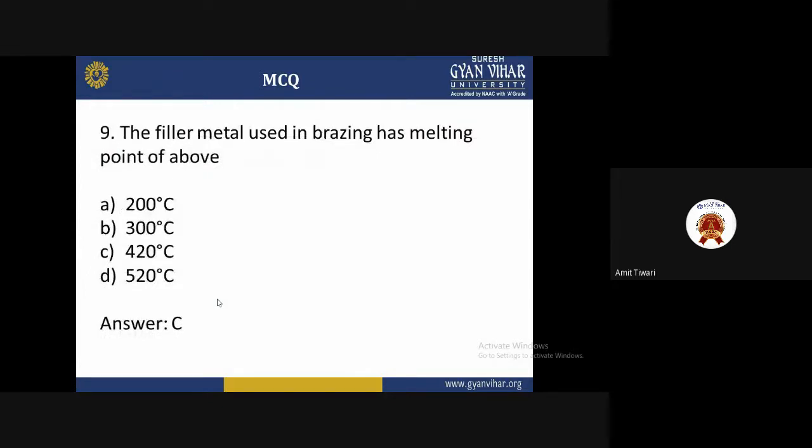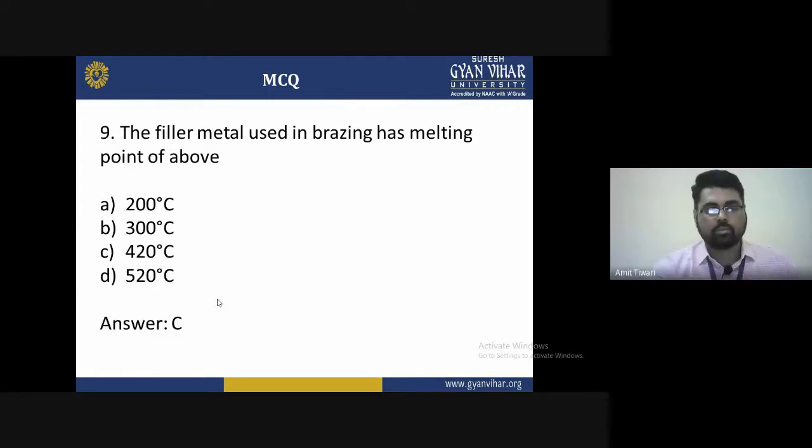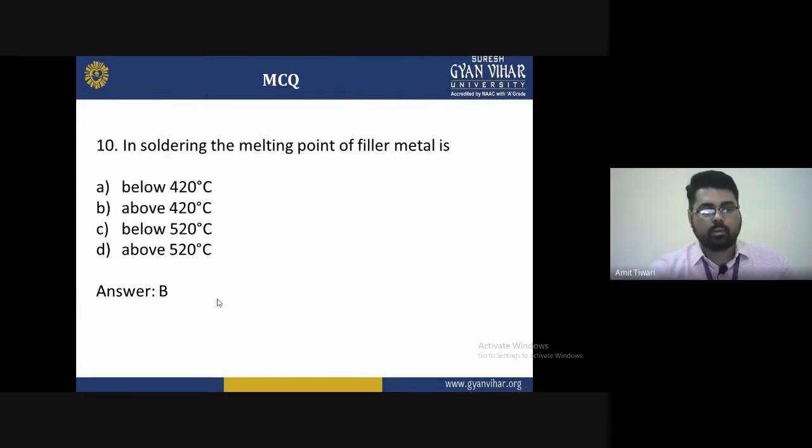Ninth, the filler metal used in brazing has a melting point of above what? The options are 200 degrees Celsius, 300 degrees Celsius, 420 degrees Celsius, and 520 degrees Celsius. The correct answer is C, 420 degrees Celsius. And the last question: in soldering, the melting point of filler metal is below 420 degrees Celsius, above 20 degrees Celsius, below 520 degrees Celsius, or above 520 degrees Celsius. The correct answer is below 420 degrees Celsius.